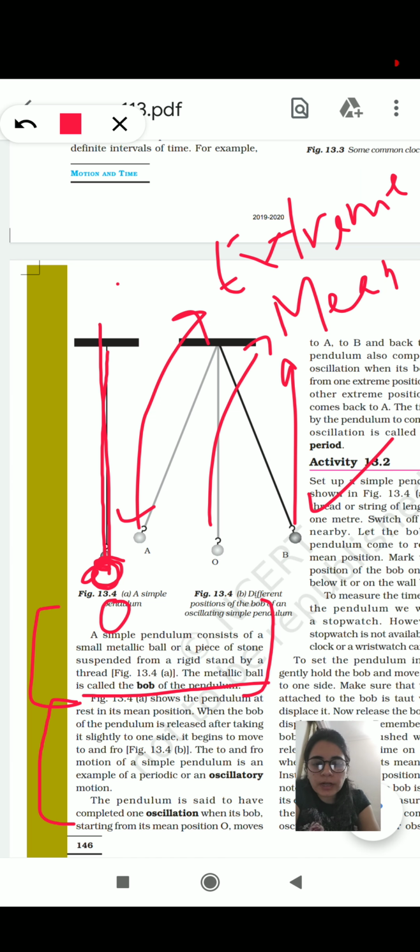The pendulum is said to have completed one oscillation. Now, what is oscillation? When the bob of the pendulum is released after taking it slightly to one side, it begins to move to and fro. This to and fro motion is periodic motion, or we call it oscillatory motion. It travels from O to A, then back to O, then B, then back to O. It is periodic because it repeats itself after a regular interval of time.